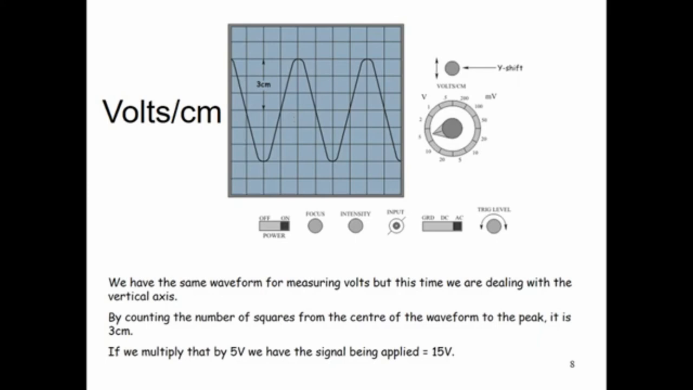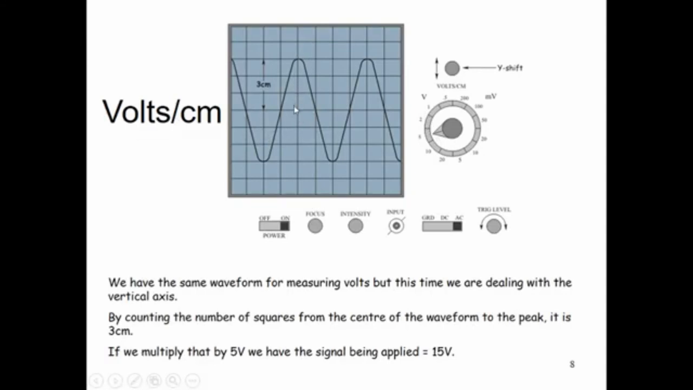Once you've got that, and you've adjusted the Y shift and X shift, so the waveform is symmetrical and balanced across the X axis and Y axis, then you can measure it. From zero, from this central line axis, to the top of the maximum point is 3 centimeters or 3 squares, or 3 divisions. And you've set it here at 5 volts. So 5 times 3, that's 15 volts. So that means your peak value for this example is 15 volts.